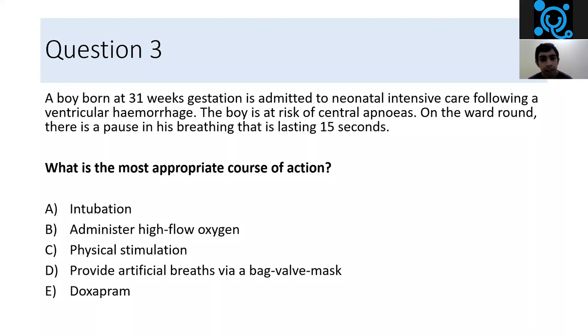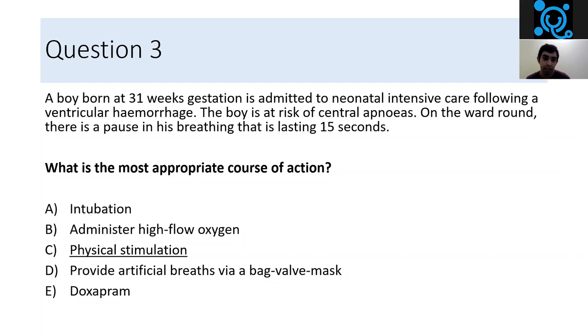Okay, and once again, an even spread of answers between options A, C, and D, and then a handful of people picking options B and E. So the correct answer is C, okay? And essentially, with children who have apneas, provided it's not lasting too long, you want to try and physically stimulate them first to see if you can trigger them to breathe spontaneously by themselves, okay?